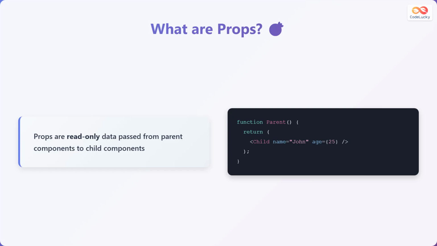Here's an example of how a parent component passes props to a child component. Notice how the parent component renders the child component and passes the name John and age 25 as props. Props are similar to HTML attributes, but they allow you to pass data, including objects, arrays, and functions.